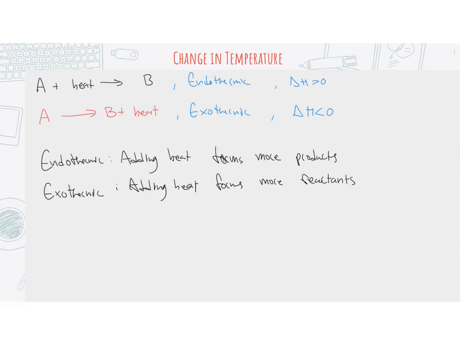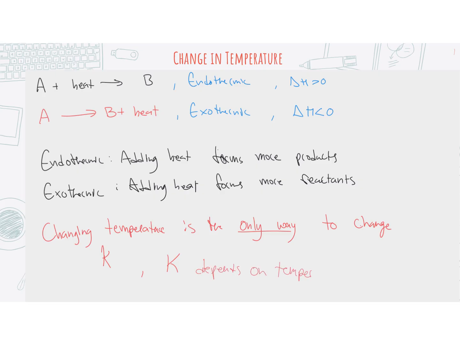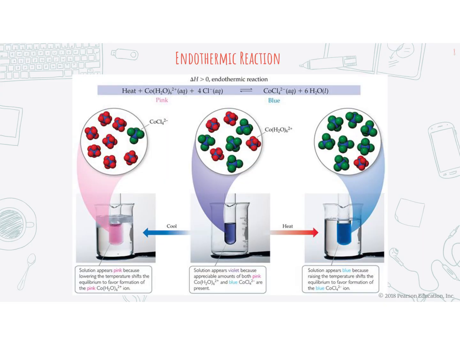One important thing to note here as well is that changing temperature is the only way to change K, or the equilibrium constant. We'll get into this a lot more later, but the most important thing to know is that K depends on temperature. We don't have to worry about this too much yet, but we'll get into this more in the future. This is actually looking back to the demonstration that we did towards the start of this equilibrium unit.